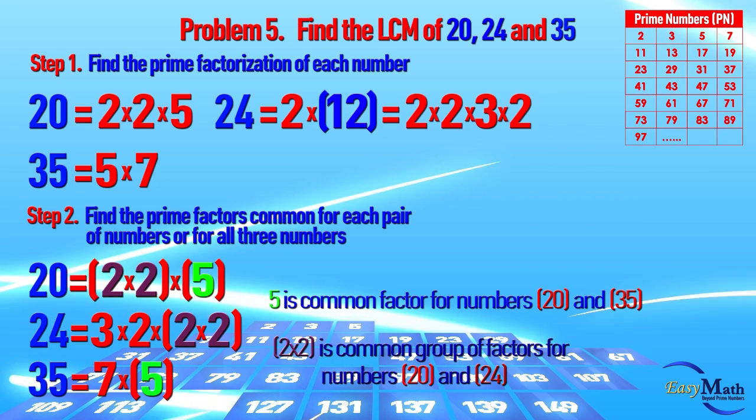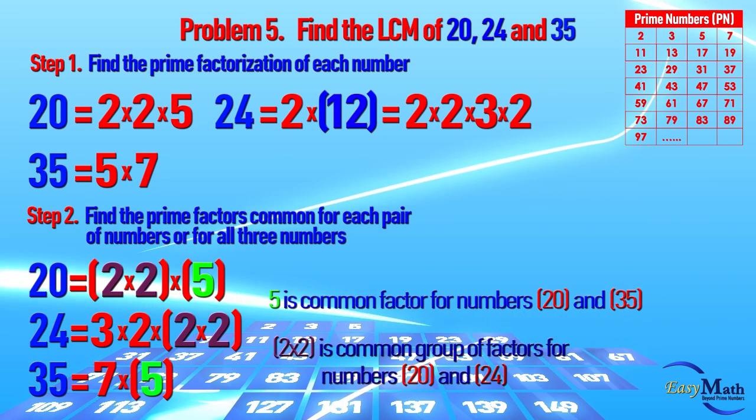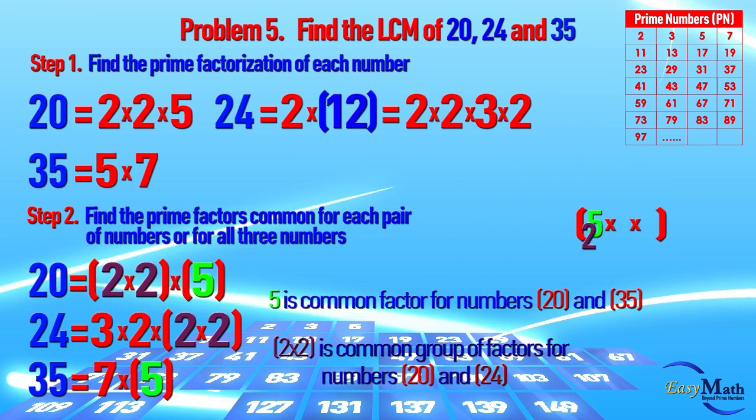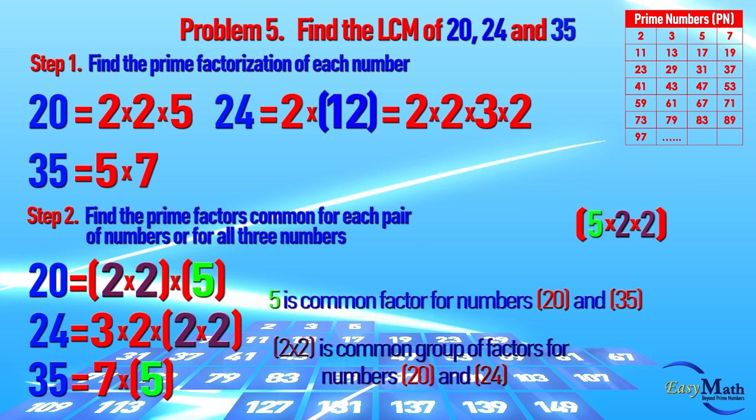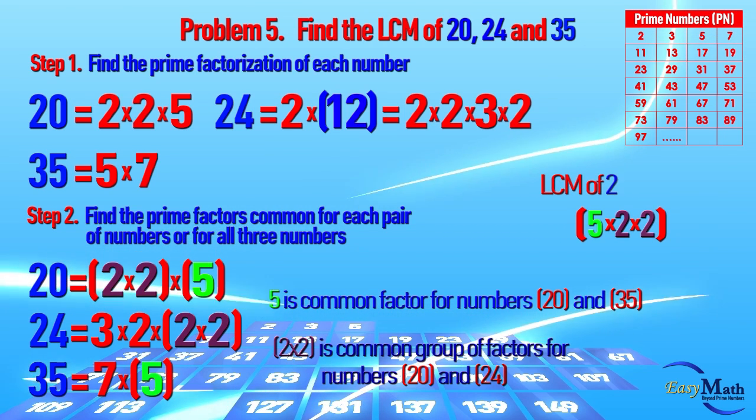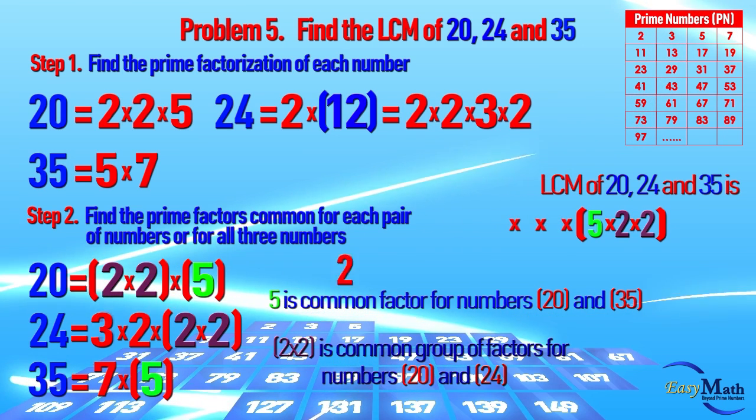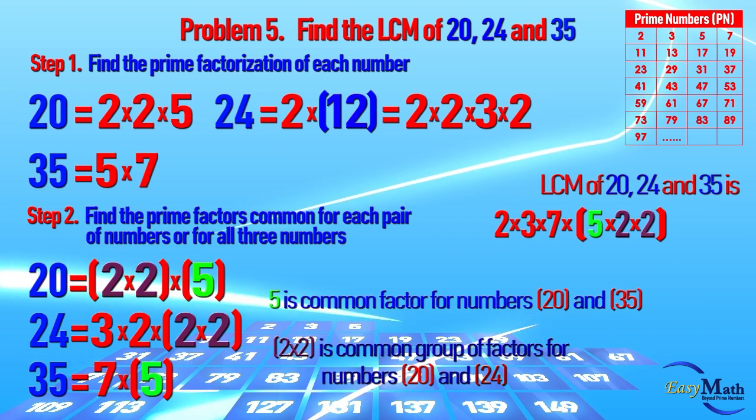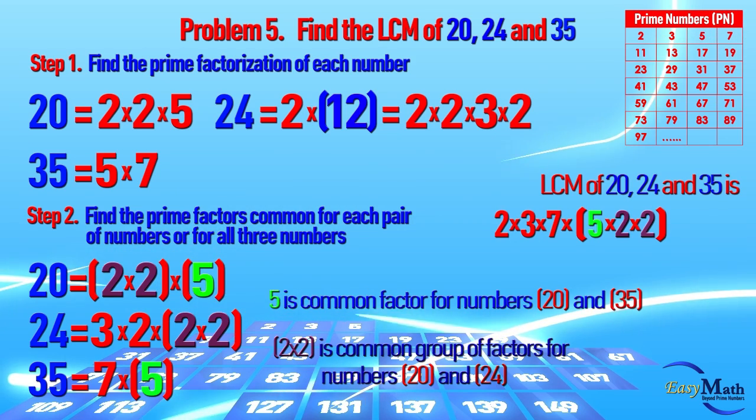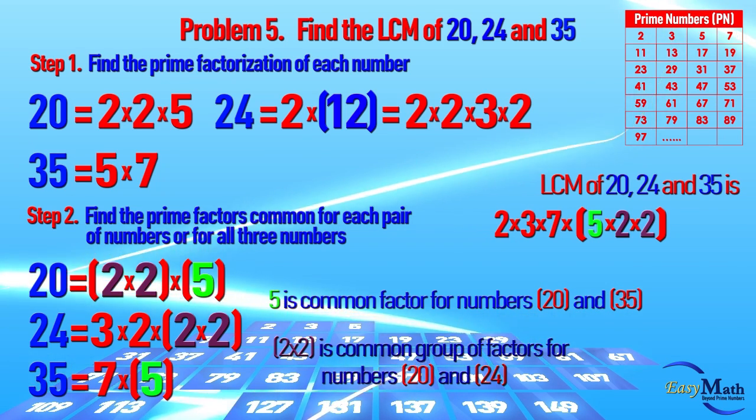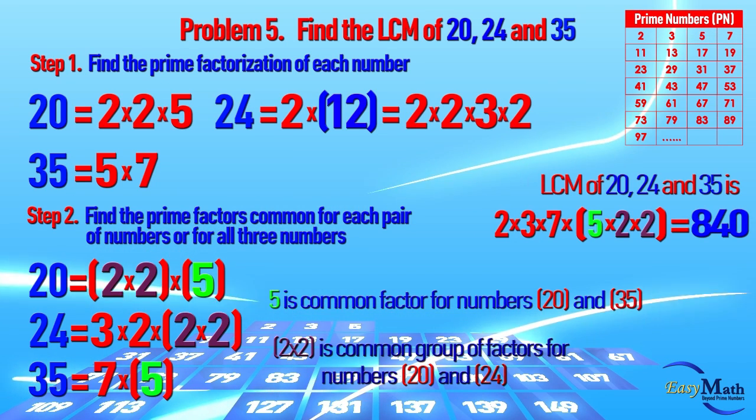Separate them into groups using parentheses. Thus, the group in the parentheses is 5 times 2 times 2. And the LCM of 20, 24, and 35 is 2 times 3 times 7 times the grouping 5 times 2 times 2, which equals 840.